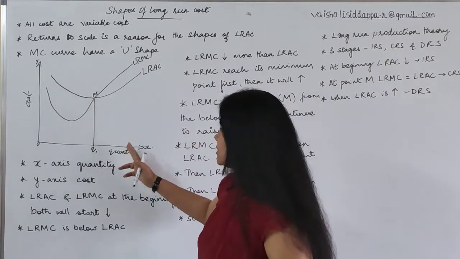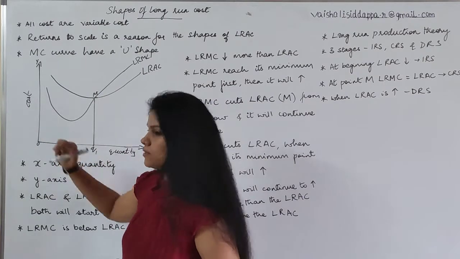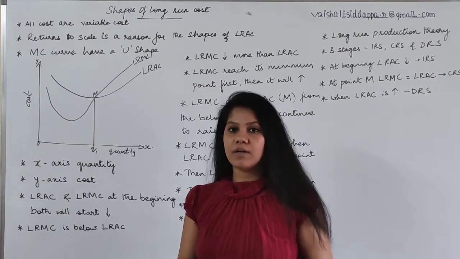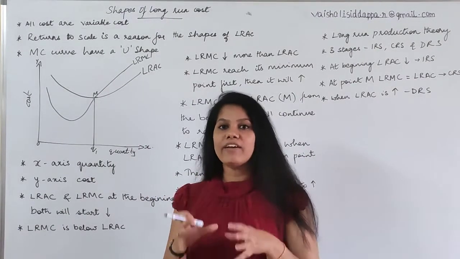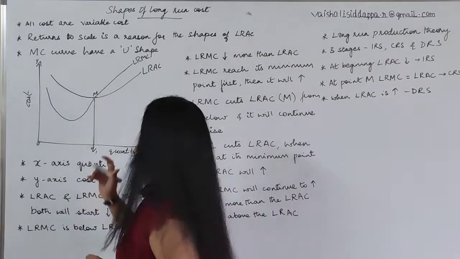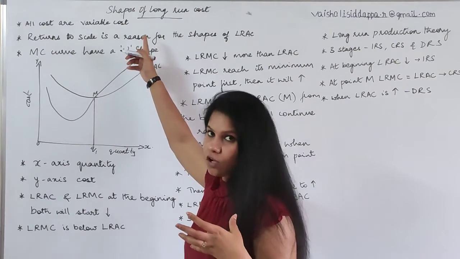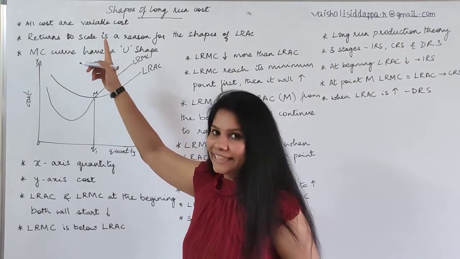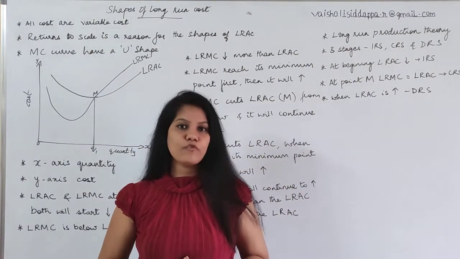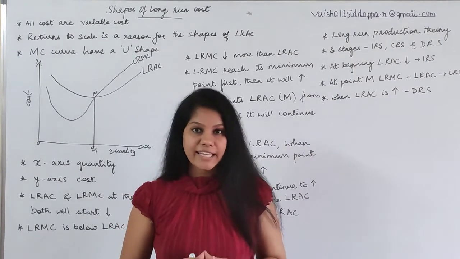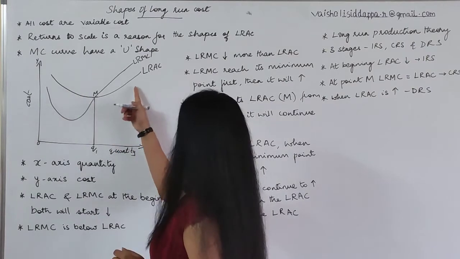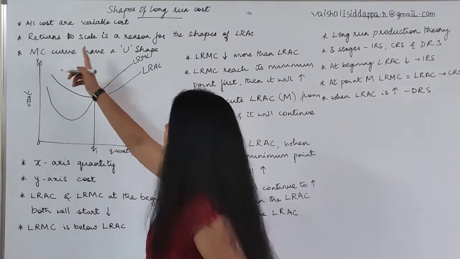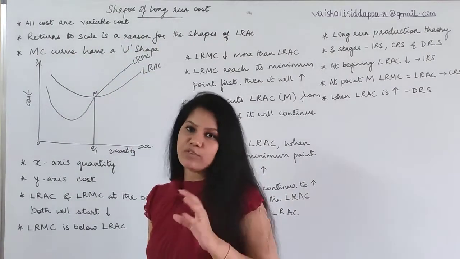Now you can see here on the x-axis you have quantity and on the y-axis you have cost. As I said in the previous classes, in the long run we have only variable cost, not fixed cost. Fixed cost is not at all a concept of long run cost. In this theory particularly we're going to talk about the returns to scale theory, which is a concept of production theory. That is the reason why you get this kind of shape of LRAC. So we're going to talk about that.